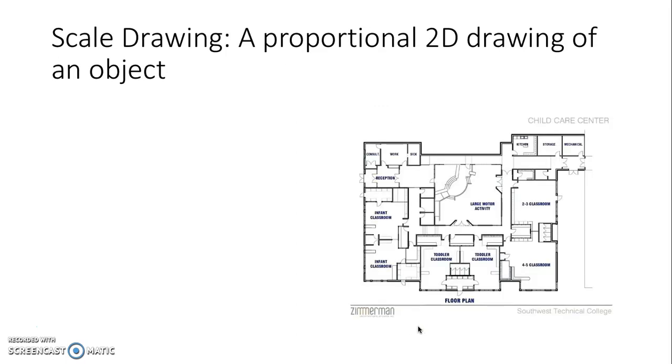Alright, some vocabulary that I need you to write down is, first off, scale drawing. A scale drawing is a proportional 2D drawing of an object. A lot of times you'll think of blueprints. Architects make blueprints for a building. Sometimes you make blueprints for a cell when you're talking about cells in science class. Anything that you draw of a two-dimensional figure would be a scale drawing.